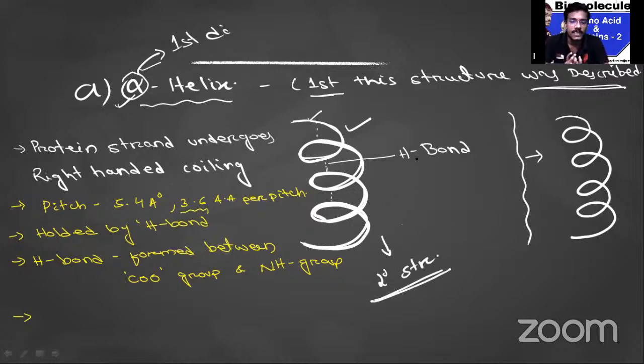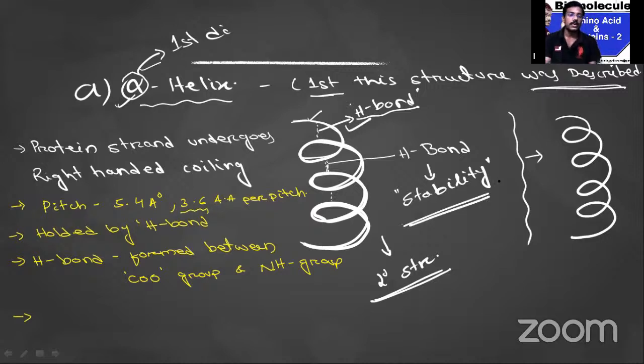And this helix is stable, or becomes strong, due to the presence of hydrogen bonds. This is your hydrogen bond. In between the helix there is the presence of hydrogen bonds, so that the secondary structure of the protein will be stable. So stability is provided by the hydrogen bond.